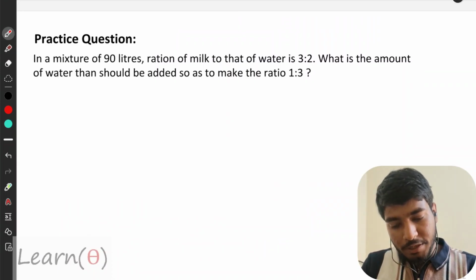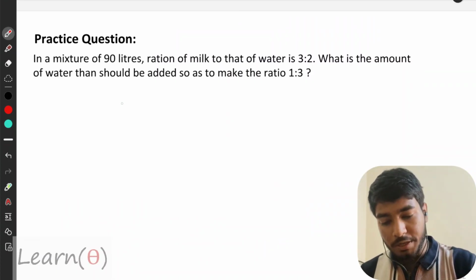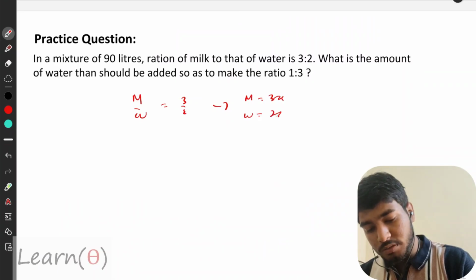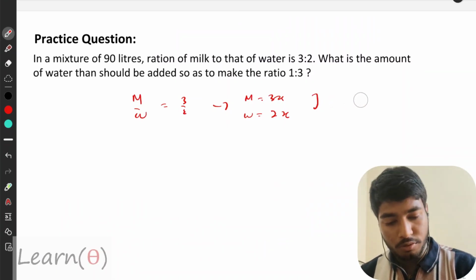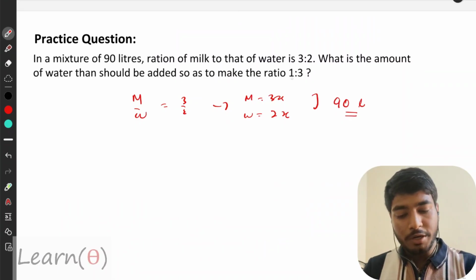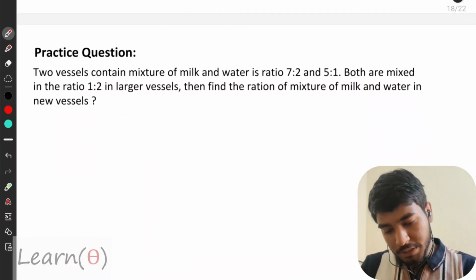In a mixture of 90 liter, the ratio of milk to that of water is 3/2. What is the amount of water that should be added to make the ratio 1:3? I'm just giving you the hint. The ratio of milk to water is given as 3/2. That means milk is 3x and water is 2x. Both of them together give a value of 90 liter. Now you have to add more water. More water means you will be adding in the denominator to convert it into the ratio of 1:3. Do this.